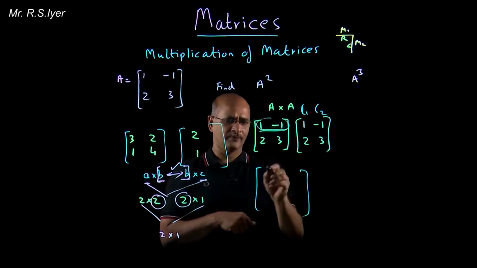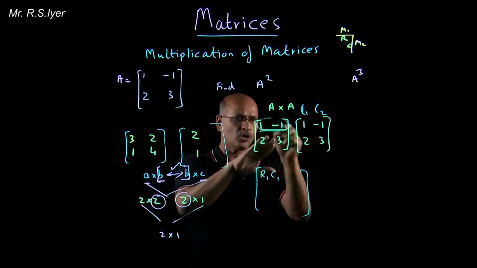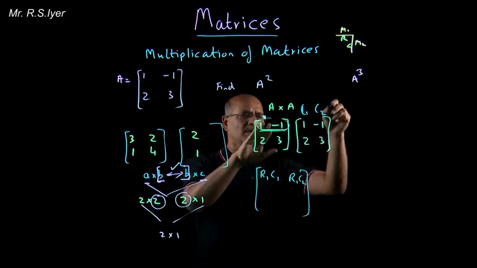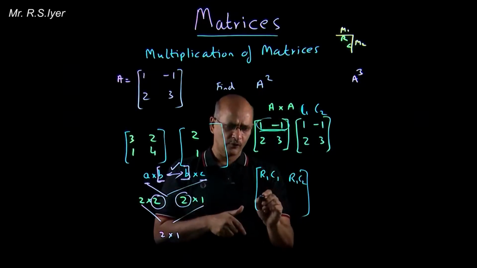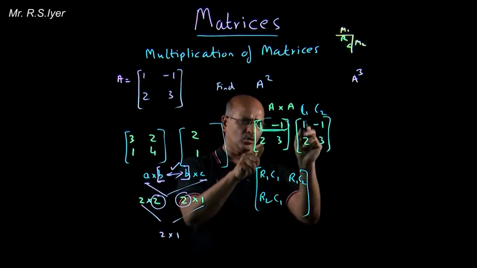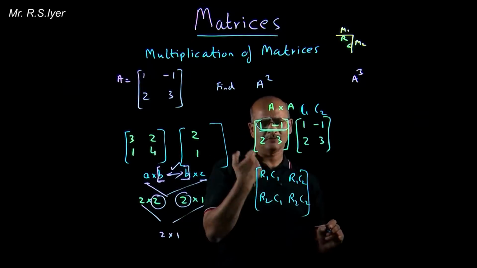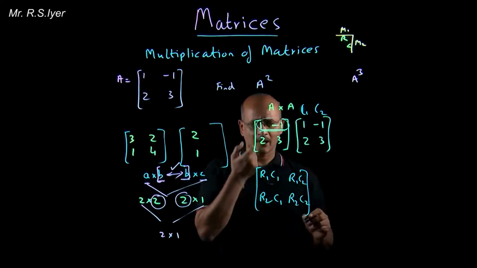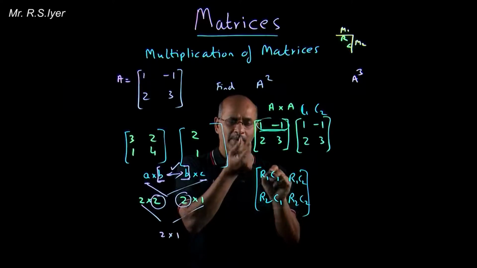So row 1 into column 1, then row 1 into column 2. Is any column 3 left out? No. Then row 2: row 2 into column 1 and row 2 into column 2. So basically we are just multiplying a row into column. And what is important for you to understand is that a row into column will always fetch you one particular element.